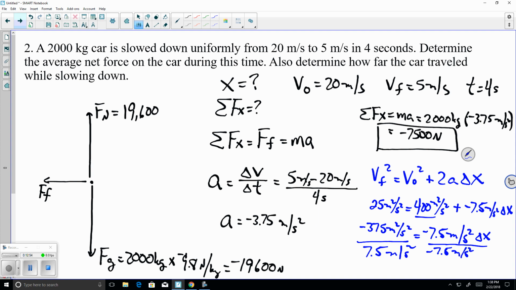And I'm going to end up with a value then of about 50 meters is equal to delta x, and that's the second part. So 375 over 7.5 will be 50 meters, and that's the second answer.